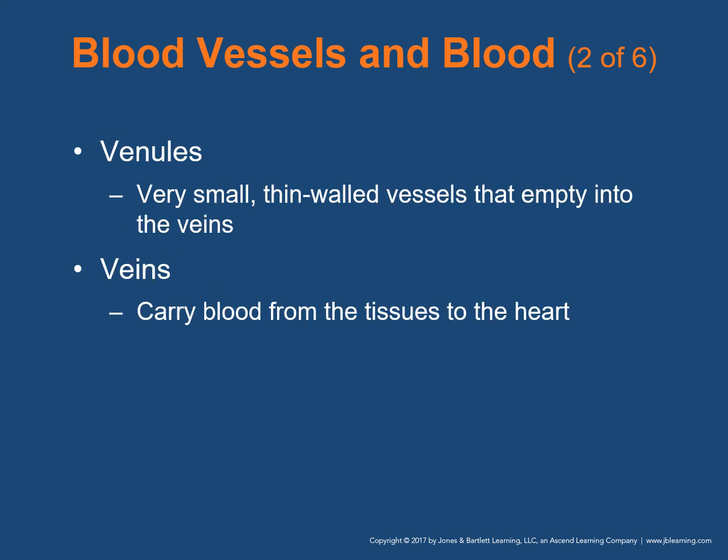From the capillaries, we then go into the venules. Once that gas exchange has occurred at the cellular level and the blood supply is now full of metabolic waste, it travels into the venules, which are thin-walled vessels, and then into the veins. From the veins, it goes into the heart to allow for the gas exchange to occur at the lungs.